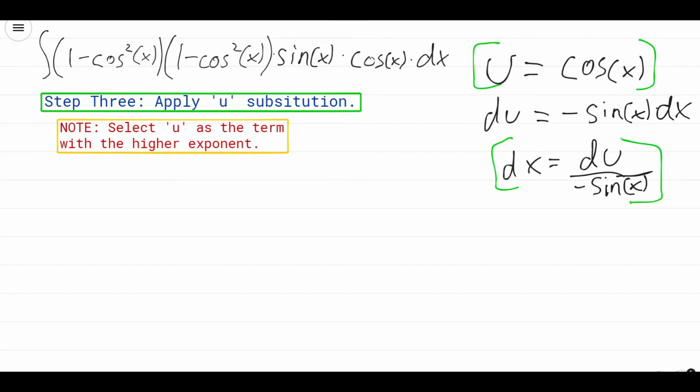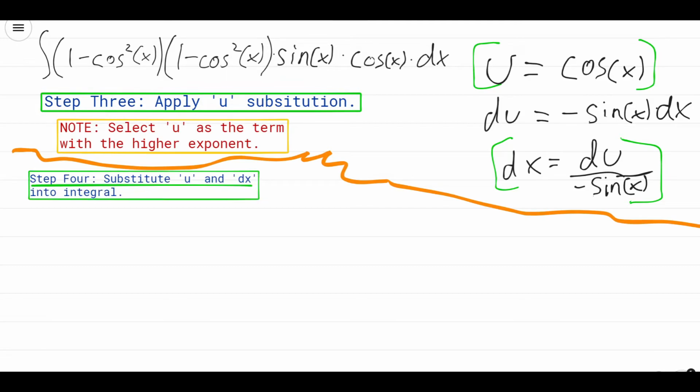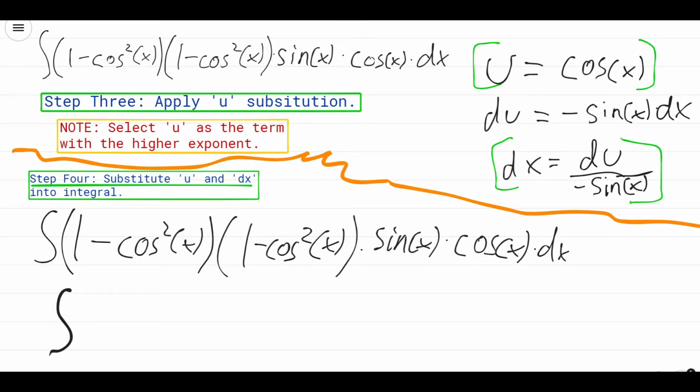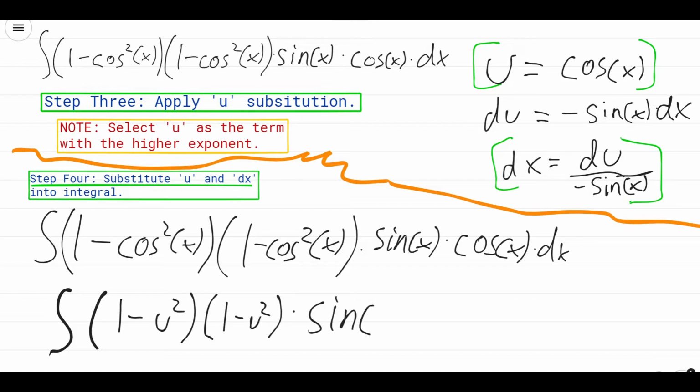So now we're going to substitute the u and the dx into the integral, just applying regular u substitution. So we have 1 minus cosine squared x, 1 minus cosine squared x, sine of x, cosine of x, and then we have dx. Now we're going to substitute in all the u terms. Recall that our cosine is now u, so we have 1 minus u squared twice, times sine of x, times u, because that's cosine, times du over negative sine of x. What we do here is cancel out those sine of x terms.